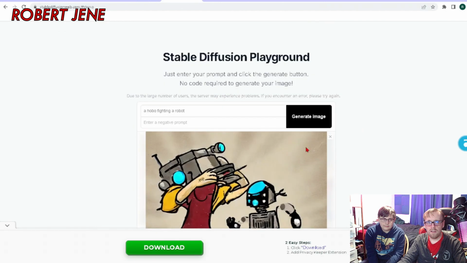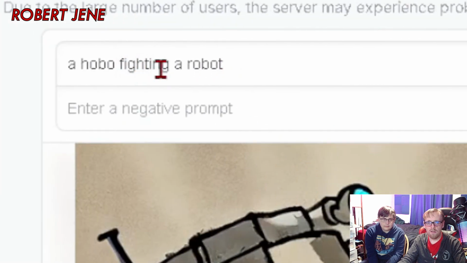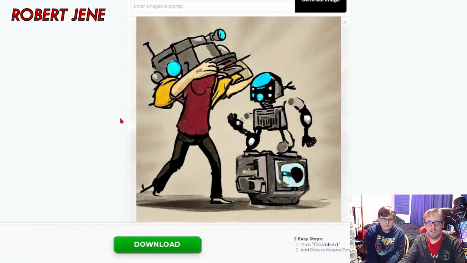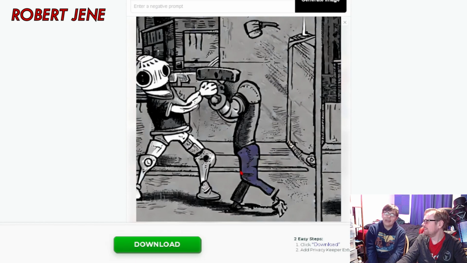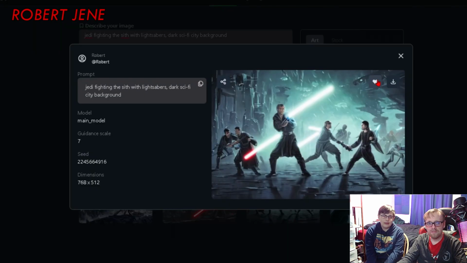I said to Stable Diffusion web, a hobo fighting a robot. I don't think it knows what a hobo is. Because in some of these images, it's like, which one of these is the hobo? I guess the guy that doesn't have feet that are working. Well, the guy with purple pants, he's the hobo, but he's got like a robot right arm and no head. He like got his Warhammer and hammered it.